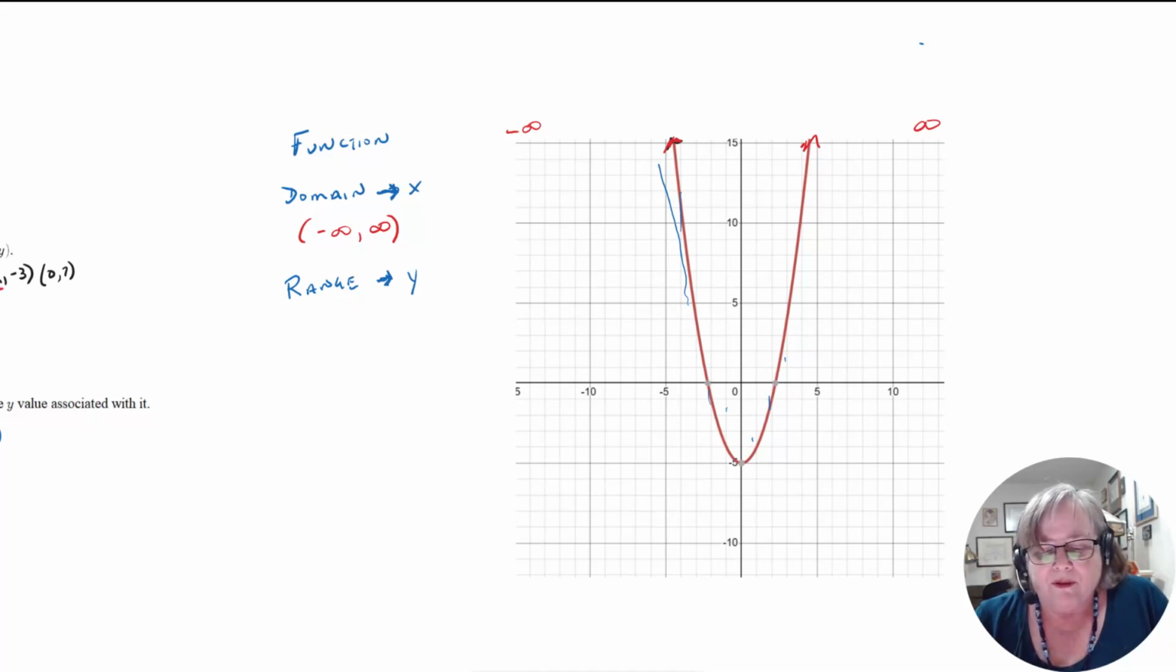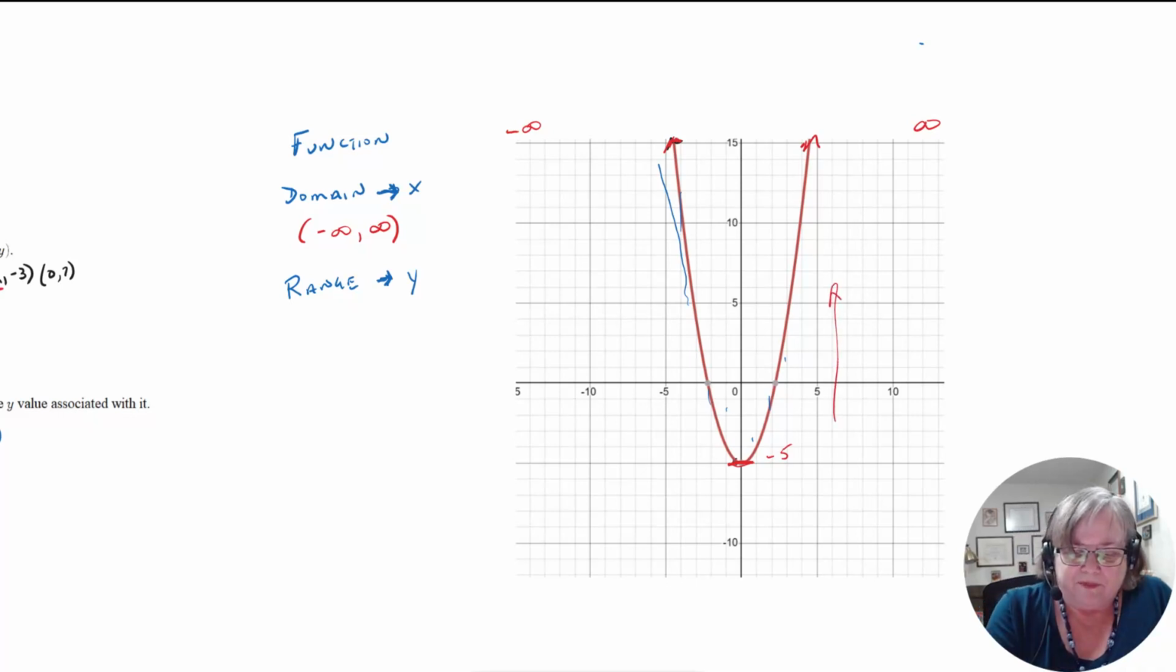Now, the range, right, the lowest value is this negative 5. So it goes from negative 5 up. So how do we say that in an interval? It's negative 5 and then up. So let's talk for just a second so we can get this worked out, and then the rest of the problem should go a little faster.